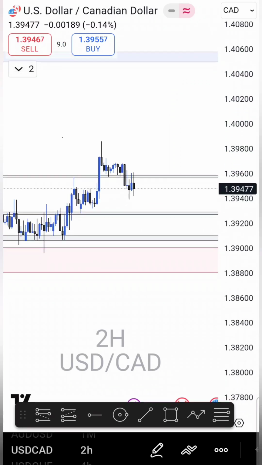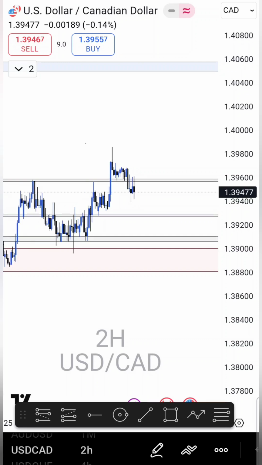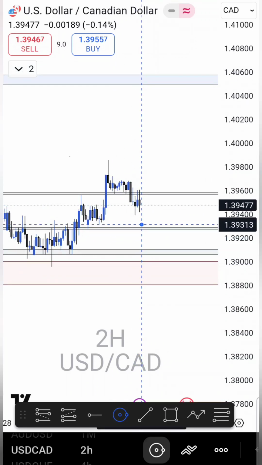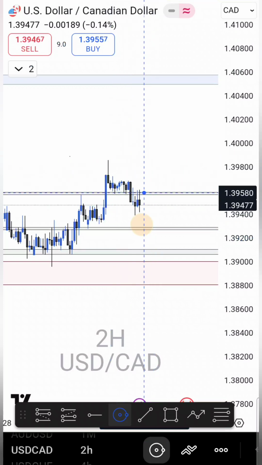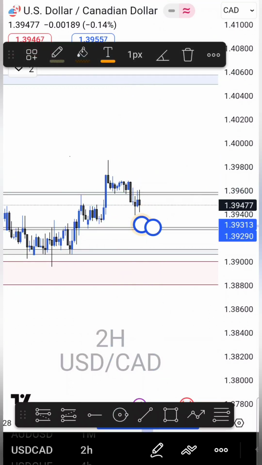The entry confirmation is our candlestick: a bullish engulfing candlestick, a morning star, or a bullish pin bar. So if we get any entry confirmation around this level or around this high, we'll be looking to take our buying opportunities all the way to the upside.